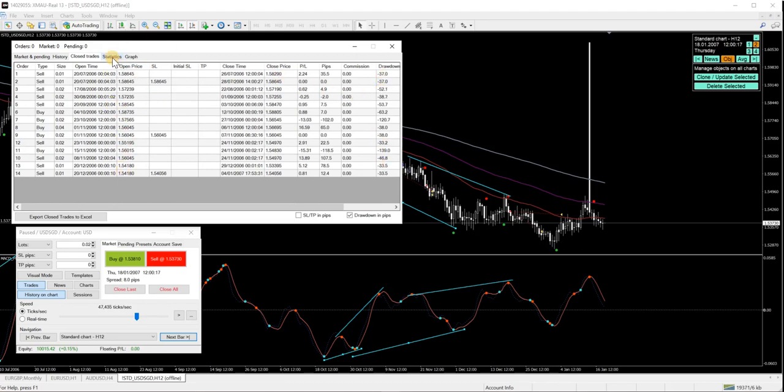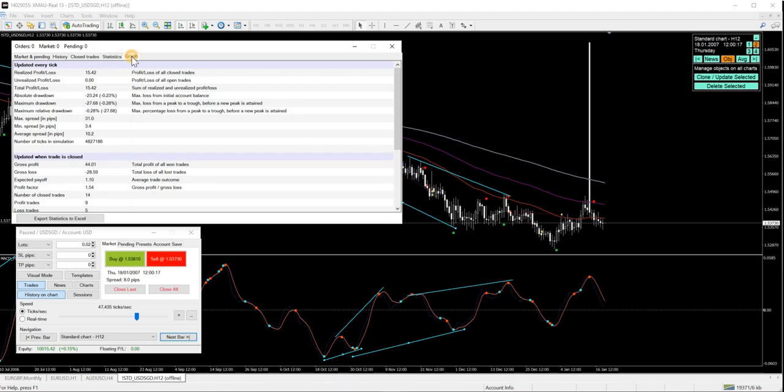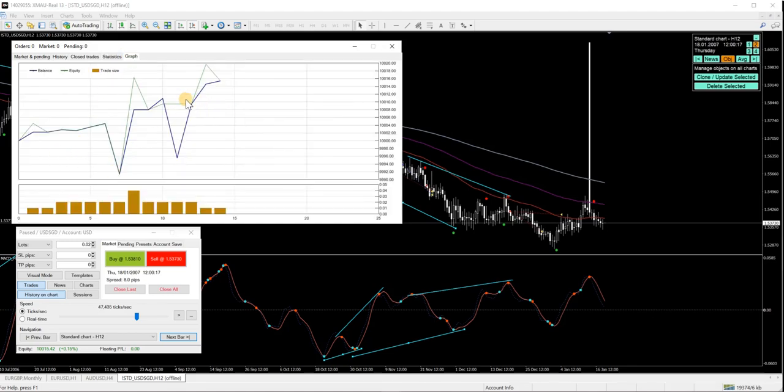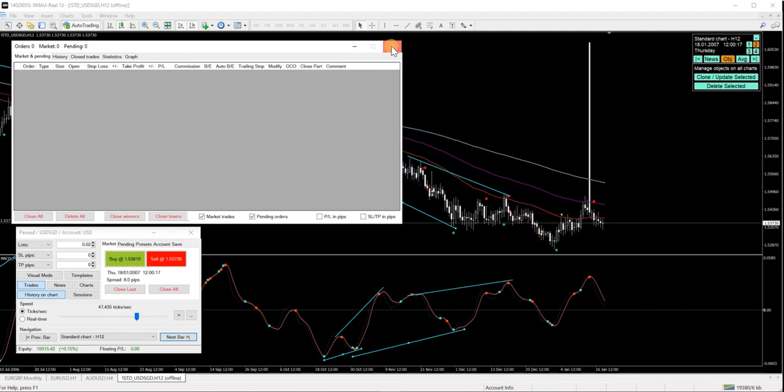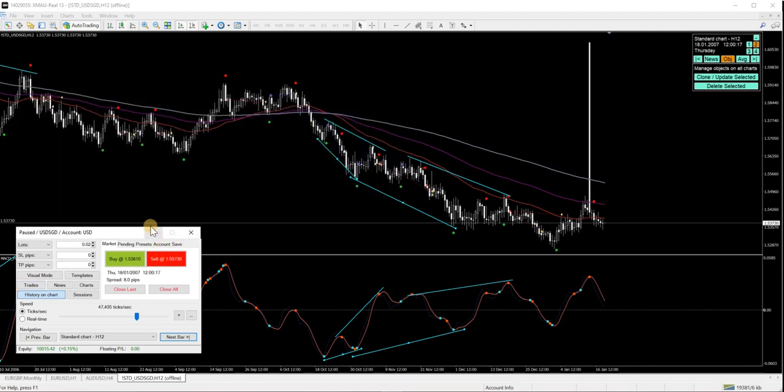Shows you all the stats, and just an equity curve graph, so we're heading in the right direction. It's not pretty because there's not many trades, so we'll just close this for a bit. Now what I'm going to do is fast forward and try and get some data up.